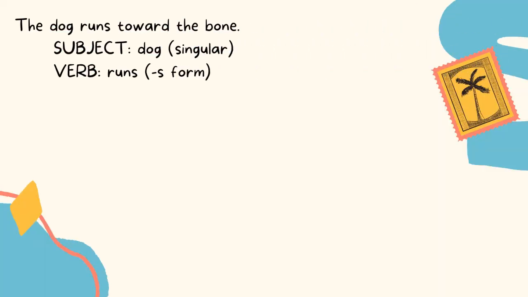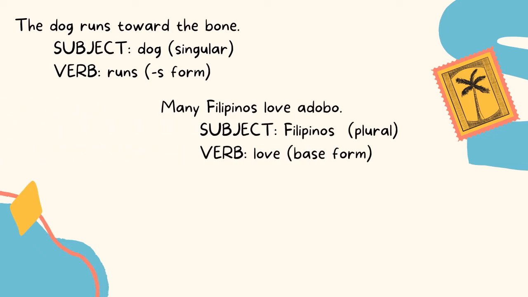The dog runs toward the bone. Dog, which is the subject, is singular. Runs is the S form of the verb. Many Filipinos love adobo. Filipinos, which is the subject, is plural. Love is the base form of the verb.